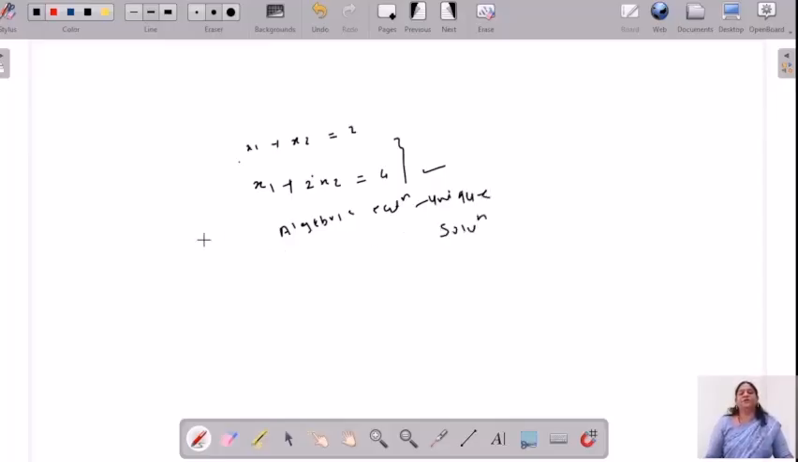But in LPP the constraints given are of less than or equal to type, or greater than or equal to type, and we convert them. It may be equality type also, but if there is less than or equal to type or greater than or equal to type, you convert these constraints into equality form by adding slack and surplus variables. What do we mean by slack and surplus variables? We have seen in the previous lecture. Now we move towards the basic solution.